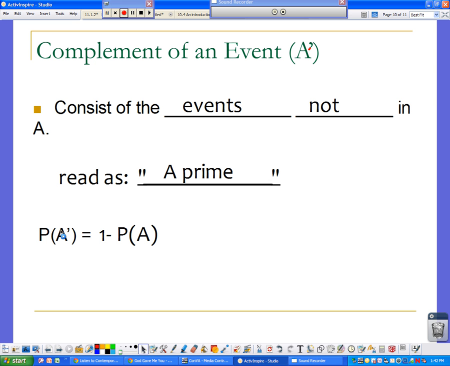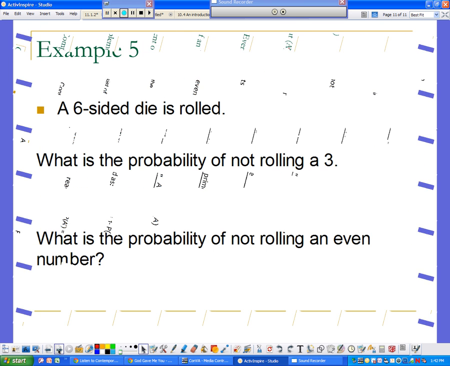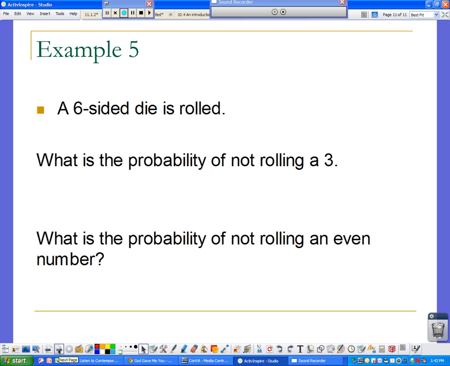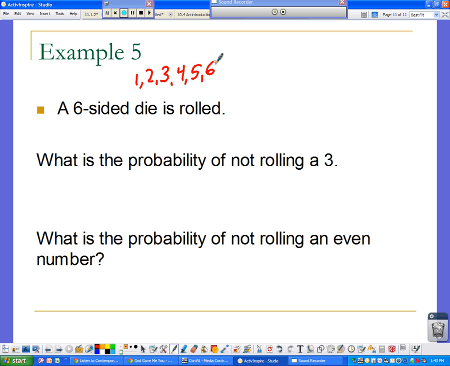Okay, so let's take a couple of looks at how we would actually solve this in a problem. So it says a 6-sided die is rolled. What is the probability of not getting a 3? Well, remember, when we have a 6-sided die, we can roll the numbers 1, 2, 3, 4, 5, or 6. So what's the probability of not rolling a 3? Well, let's find the probability of rolling a 3. And we find out that that is 1/6.